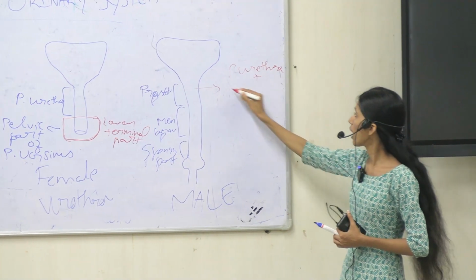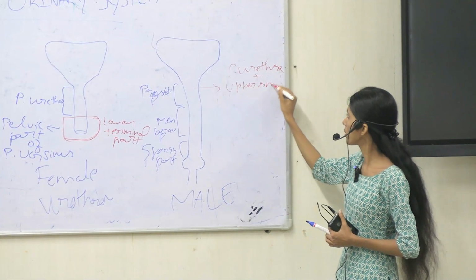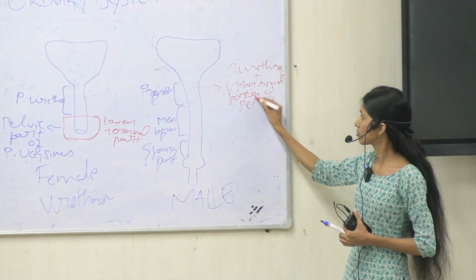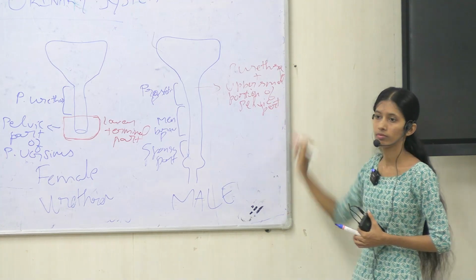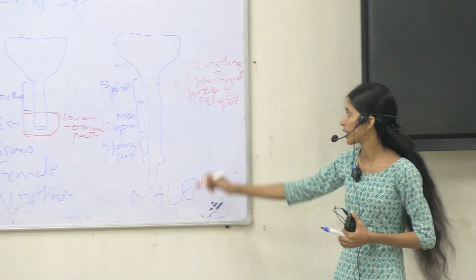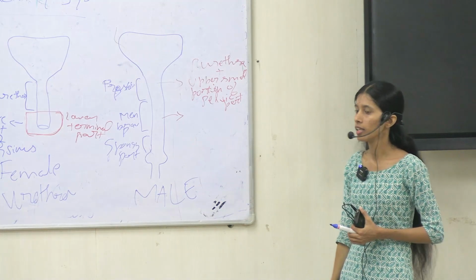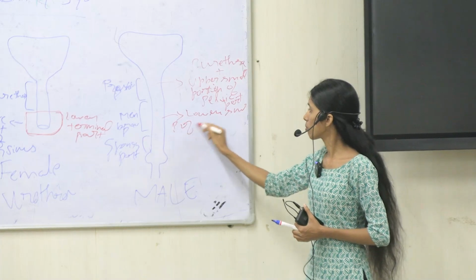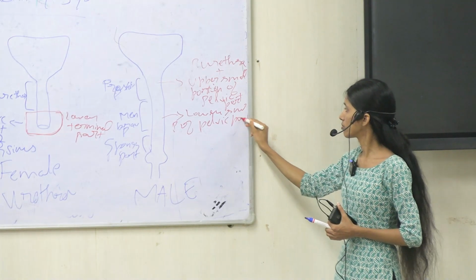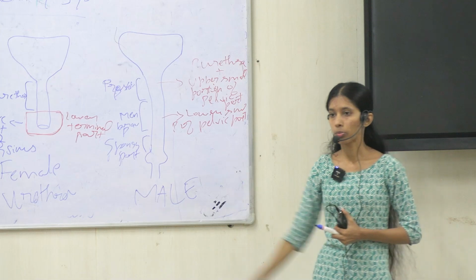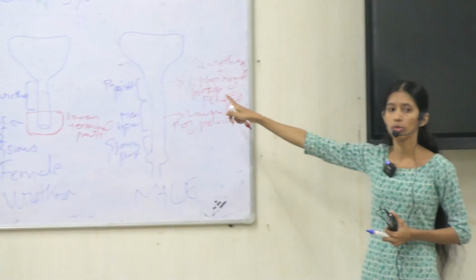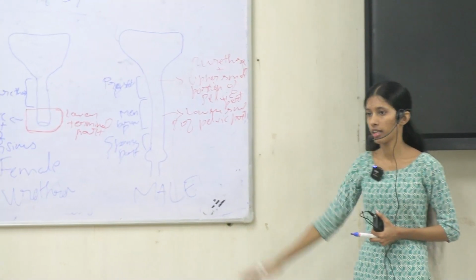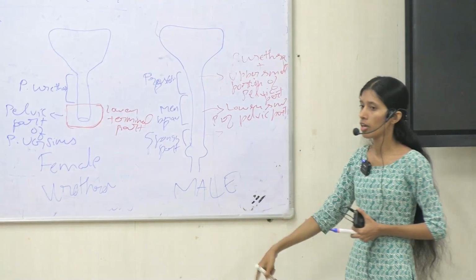plus upper small portion of pelvic part. And the membranous part is developed from the lower small portion of pelvic part. So pelvic part here contributes for your prostatic part also and membranous part also. And the last, spongy part, is developed from the phallic part.